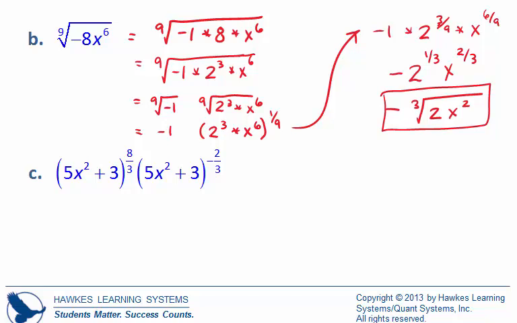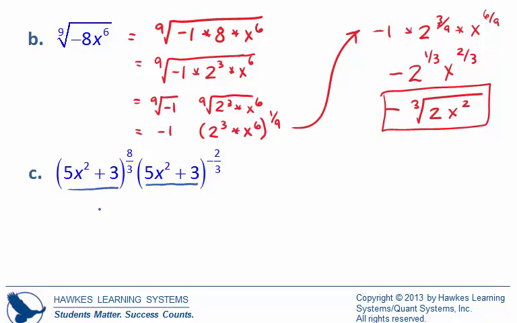All right, let's look at part C. Part C asks us to find (5x² + 3) raised to the 8/3, times (5x² + 3) raised to the negative 2/3. Now if you notice, we're multiplying here, and furthermore our bases are the same.